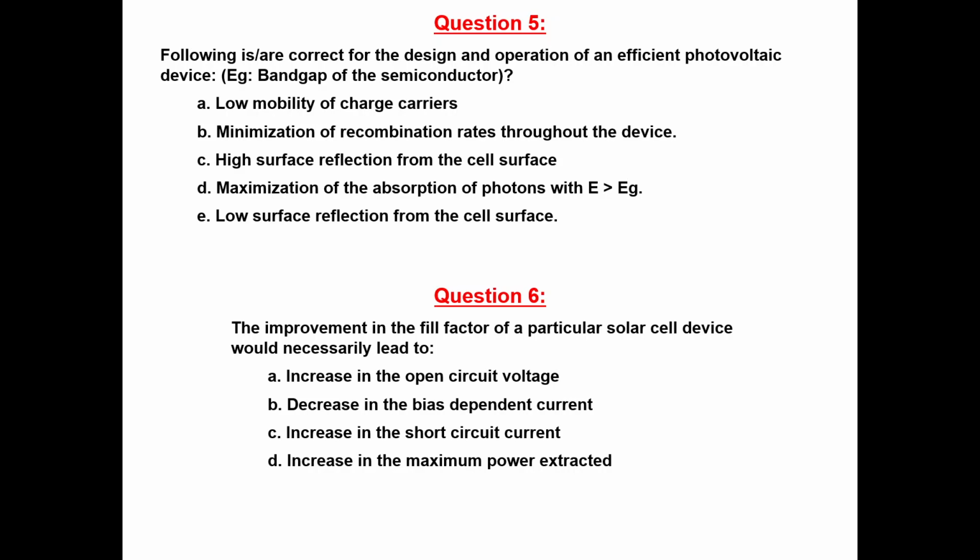Great. Now let's discuss the B. Minimization of recombination rates throughout the device. Why should it be minimized? Sir, if we do not minimize recombination, the electron will recombine. We need to carry all the charge carriers, sir, for flowing in the circuit, right? Going from N to P.